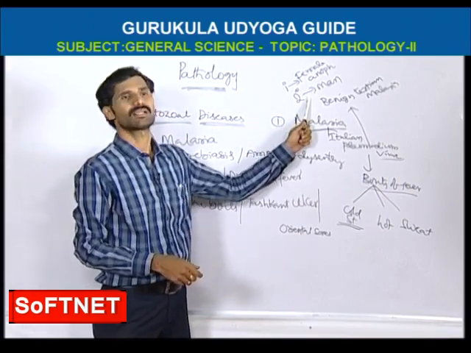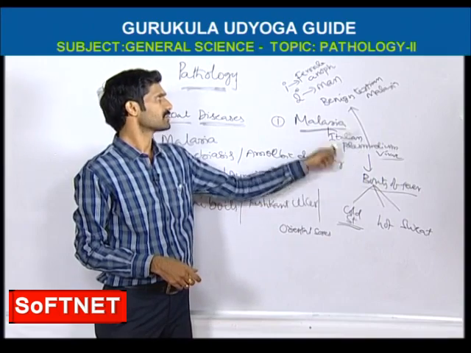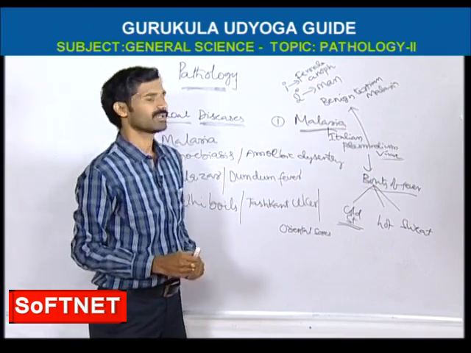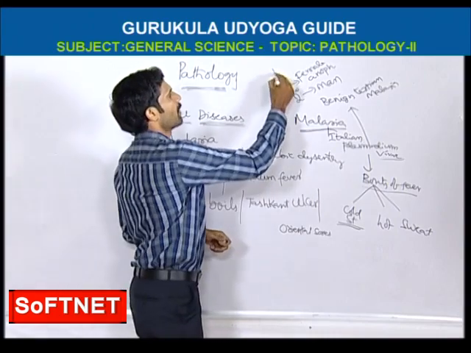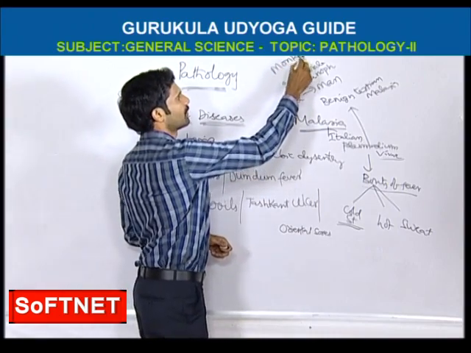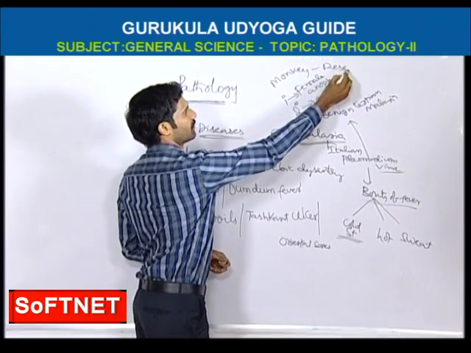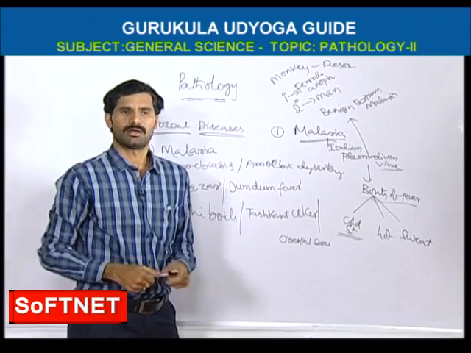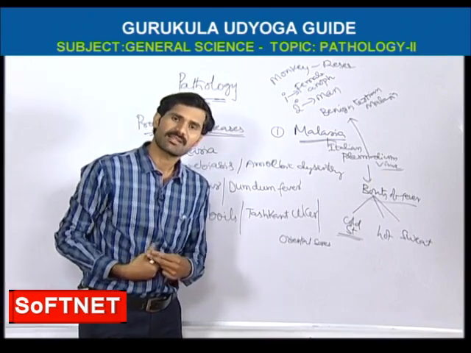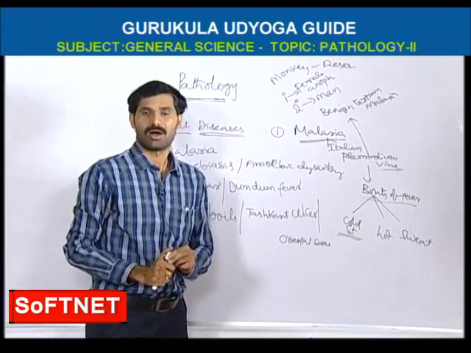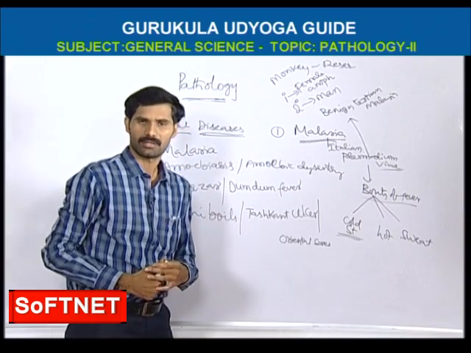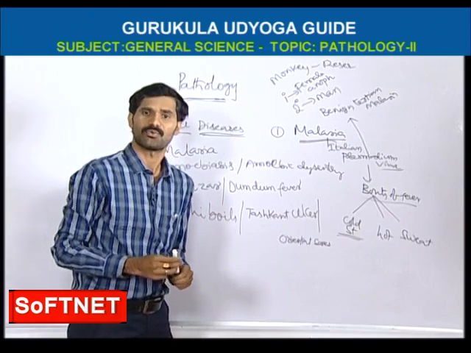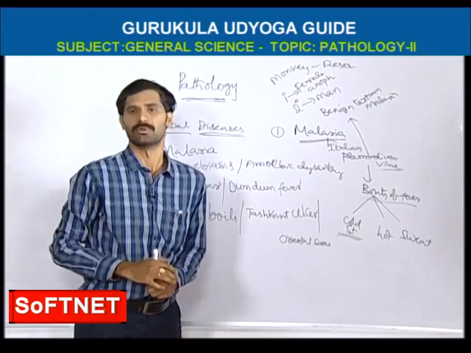So, man is the secondary host for Plasmodium vivax, and the female Anopheles mosquito is the primary host. And the monkey is the reservoir host for Plasmodium vivax. What is meant by reservoir host? The host in which the parasite takes rest until the main host is available, or whenever the main host is not available.